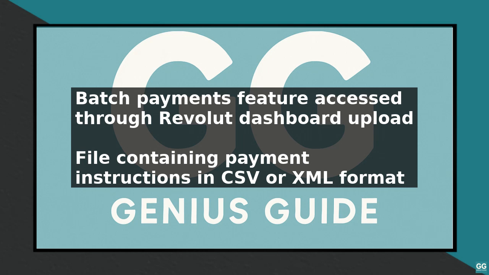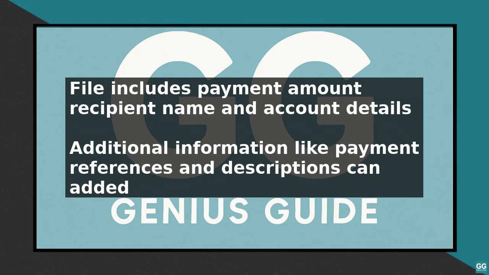It is essential to ensure that the file is correctly formatted, as any errors can cause the payments to fail. Once the file is uploaded, Revolut will verify the payment instructions and check for any errors. If everything is correct, you can confirm the payments and they will be processed. You can also schedule batch payments for a future date, allowing you to plan and manage your payments in advance.